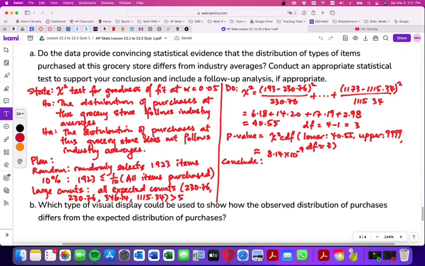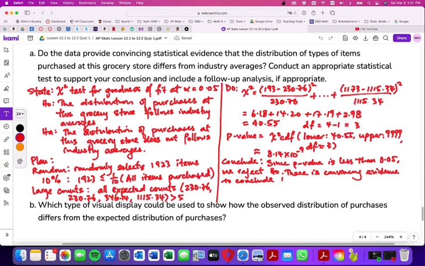So conclude. Since the p-value is less than 0.05, we reject the null hypothesis. There is convincing evidence to conclude HA, right? And what is HA? HA is the distribution of purchases at this store is different than industry.